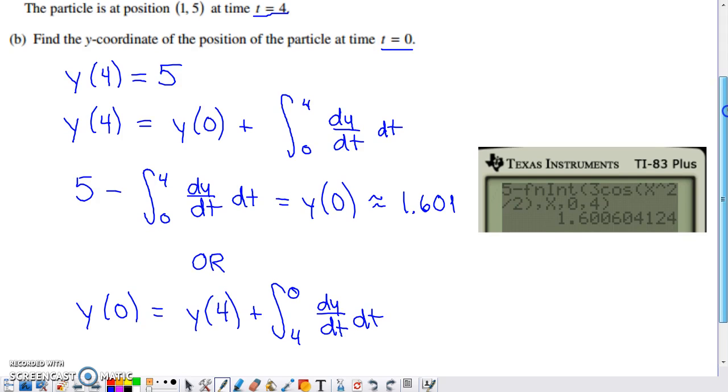Alternatively, you can say y of 0 is equal to y of 4 plus how much the object's y coordinate changed from 4 working back in time to 0. The reason this computation gives the exact same result as the one on the previous line is that if I exchange the limits of integration, putting the 4 at the top and the 0 at the bottom, I would have to change the sign in front of the integral from addition to subtraction. So whatever way is easiest for you to think of it, both give the same result. They simplify to each other, and you get 1.601 for the y coordinate of the object at 0.